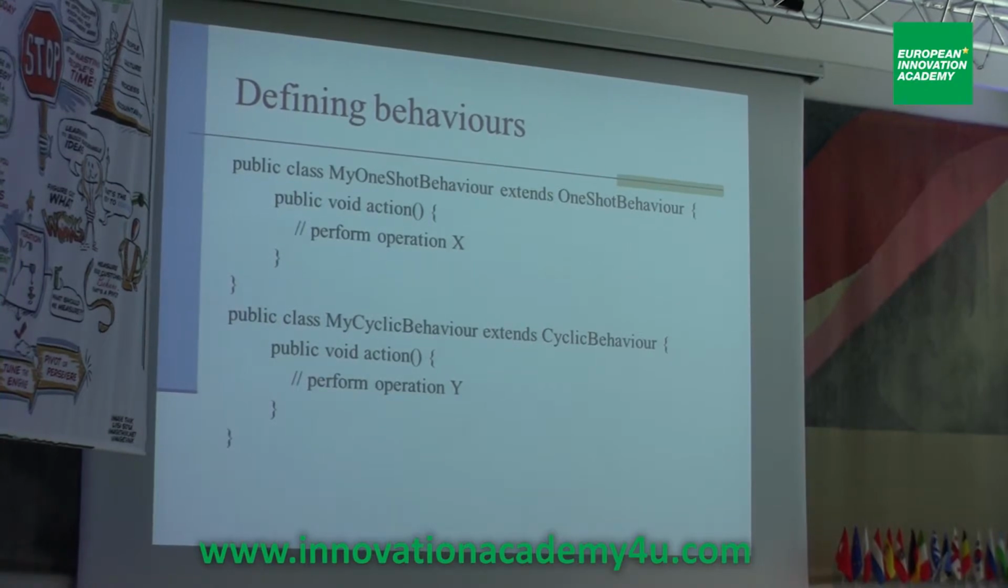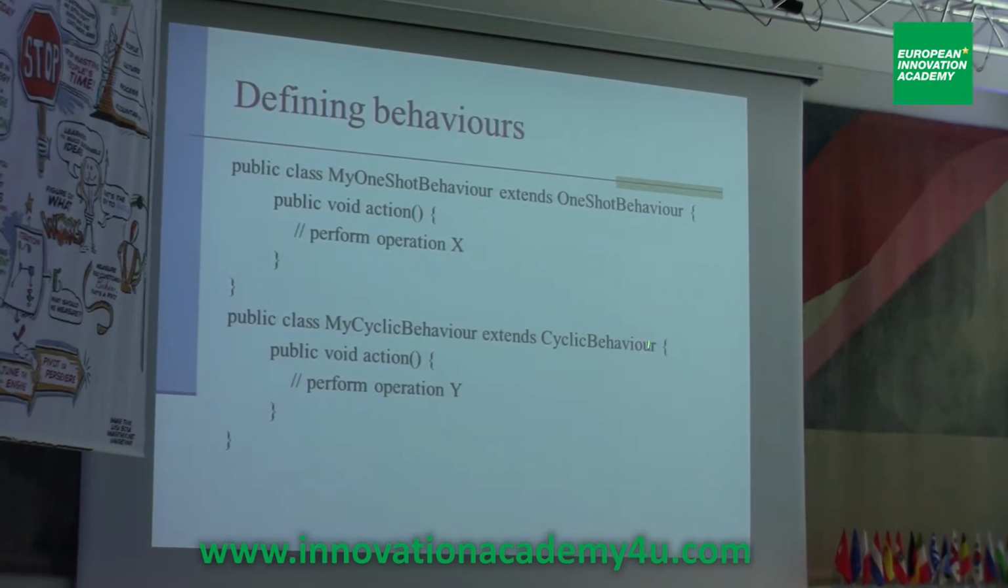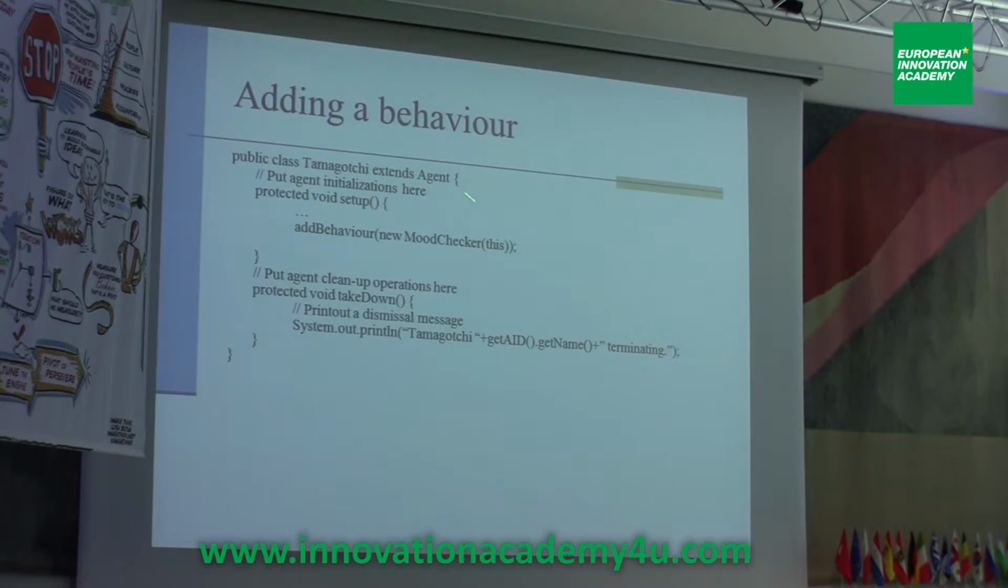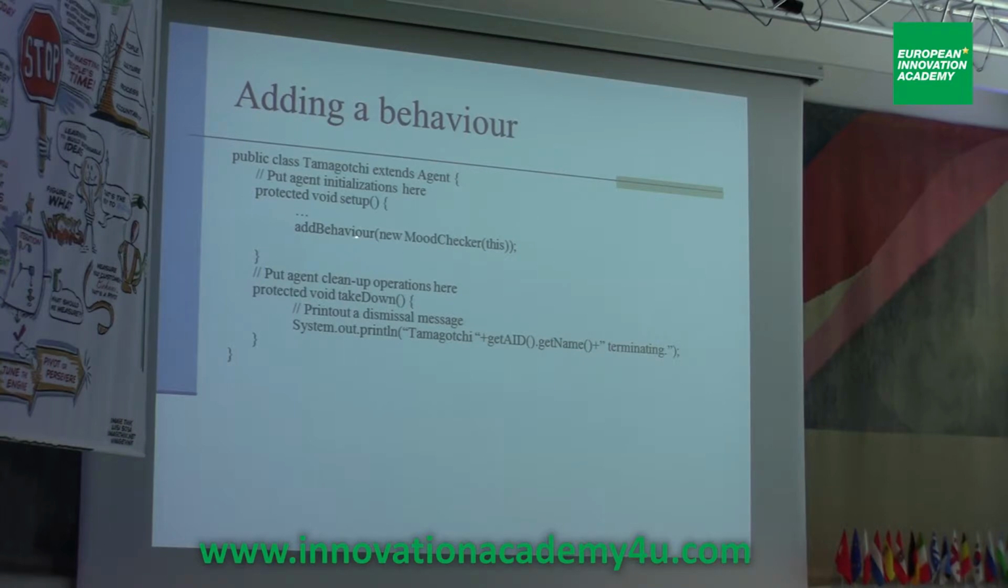Okay, defining behaviors. This is the right way, actually. My one-shot behavior extends one-shot behavior rather than abstract behavior. My cyclic behavior extends cyclic behavior rather than just abstract behavior. Again, we have to fill out this action method as programmers. Adding a behavior: how we add a behavior to an agent, an example is here. We add a behavior of mood checker here, and this can be done as a part of the setup method.